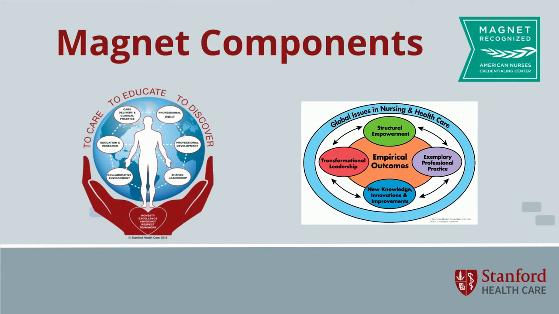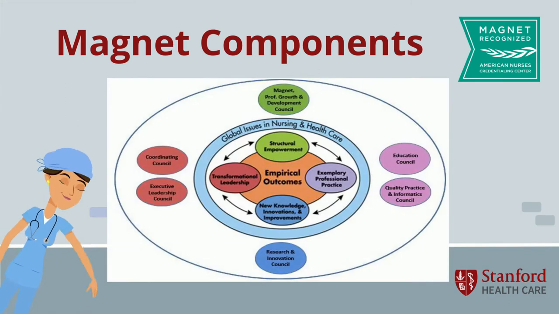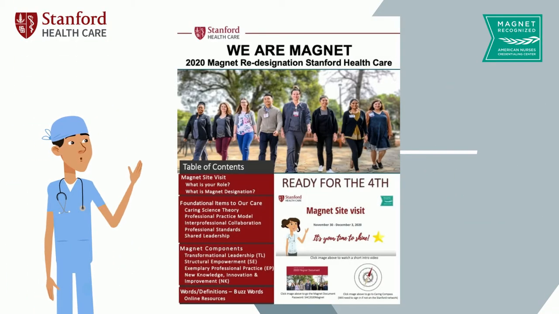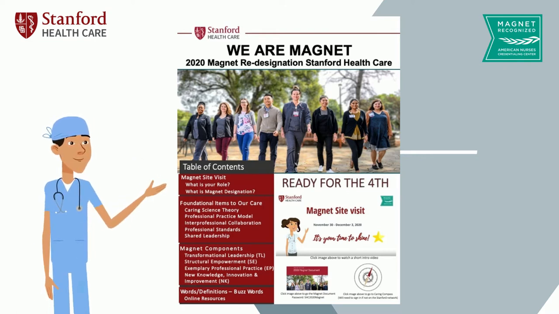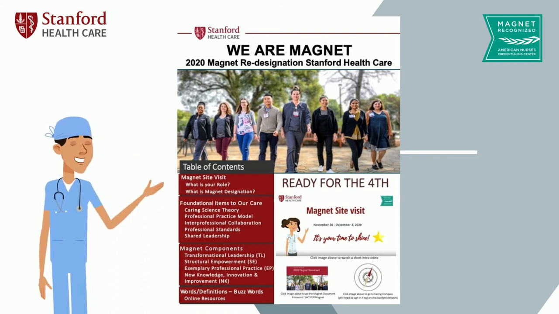Hi there! In this video, we will review the Magnet domains and how they relate to our own professional practice model, or the PPM. As the two models merge, you see the six domains of the PPM align with the domains of the Magnet model. Key concepts for each domain will be reviewed along with questions that a surveyor may ask you. Accompanying exemplars for each Magnet domain can be found in the Comprehensive Magnet Redesign eBook.